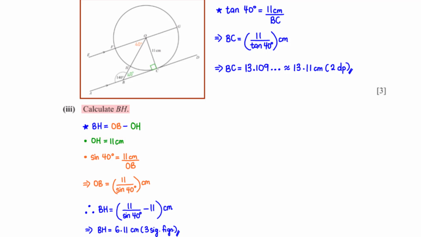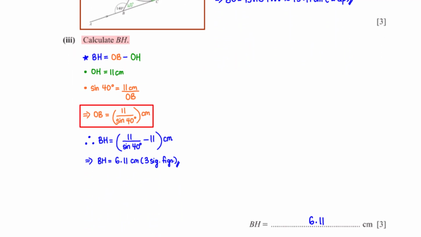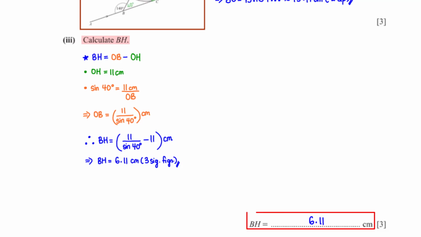To get OB, we apply SOHCAHTOA to the triangle BOC. This gives us sin 40 degrees equals 11 centimeters over OB. When we make OB the subject, this is what we have. Now that we have OB, BH is 11 over sin 40 minus 11 centimeters. When we type this into the calculator, we get 6.11 centimeters, rounded to 3 significant figures.